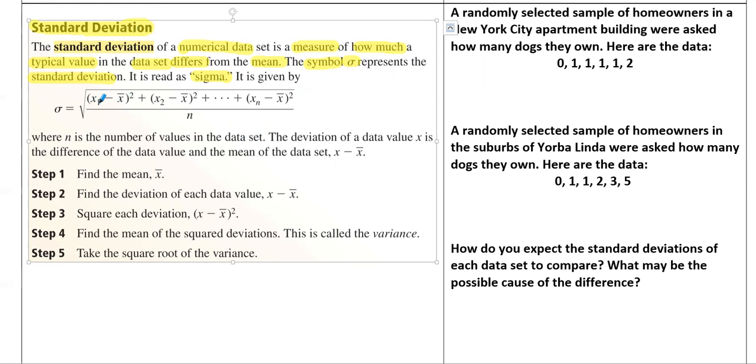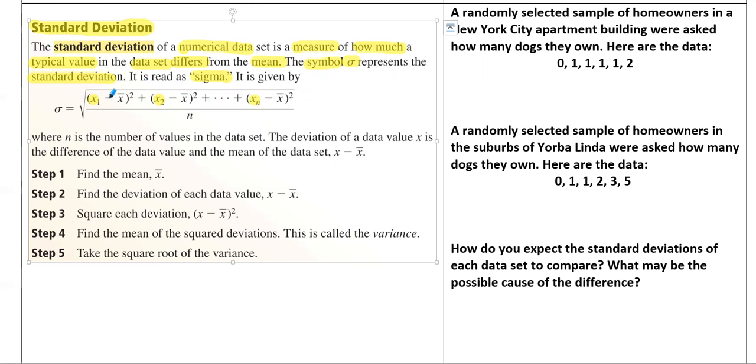X1 is the first data value in your data set. X2 is the second data value in your data set. So these are your data values. And this goes all the way to the last value. N is the number of values in your data set. So it's the last value in your data set.